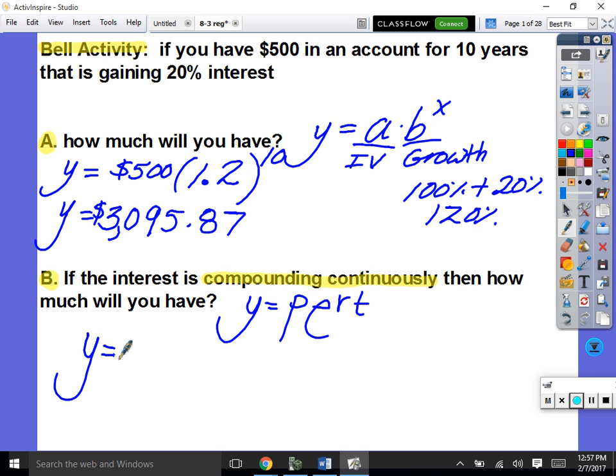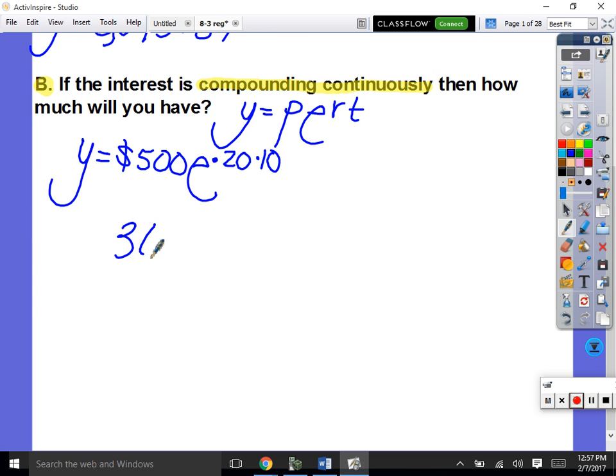So y is equal to, our put down amount is 500. E is just a number raised to the RT. Now here's the thing. PERT is the special formula where R does not change. So we're just going to use 0.20. That's 20%. You do not add a 1 to that one. And then the time is 10. So times 10. Go, type it in. Make sure you can type it in. 3694.53. Did everybody else get that?